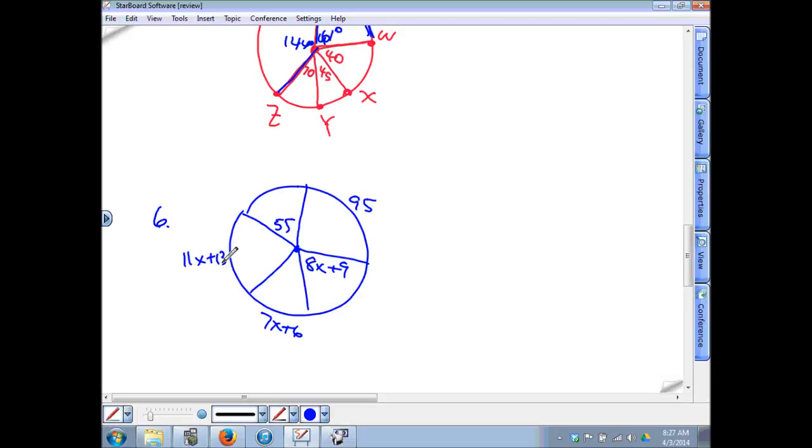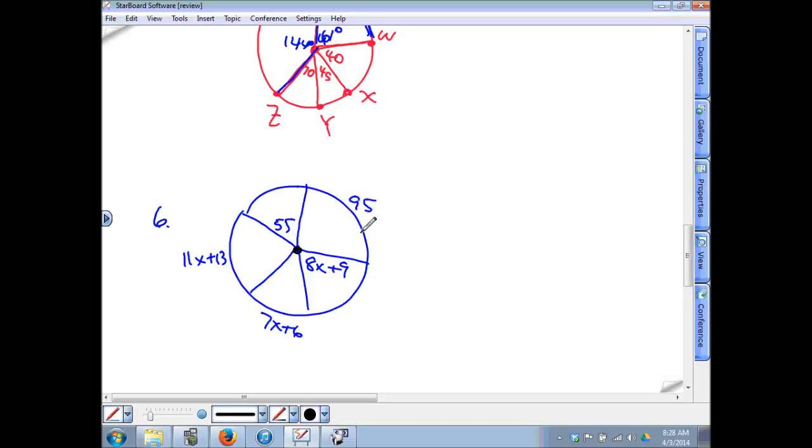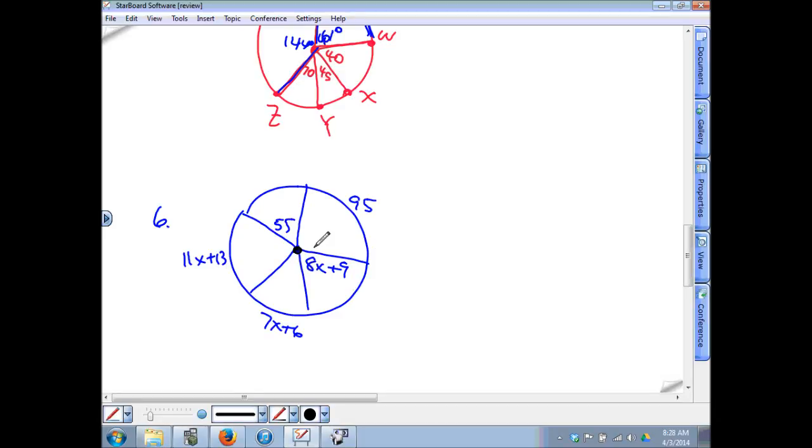Okay, the directions say solve for x. These are all central angles, which means there's no distinction between a central angle or an arc measure. They're all the same. If it's an arc measure, that's the same as the angle, or if it's an angle, that's the same as the arc measure. This one is actually not so bad of a problem.